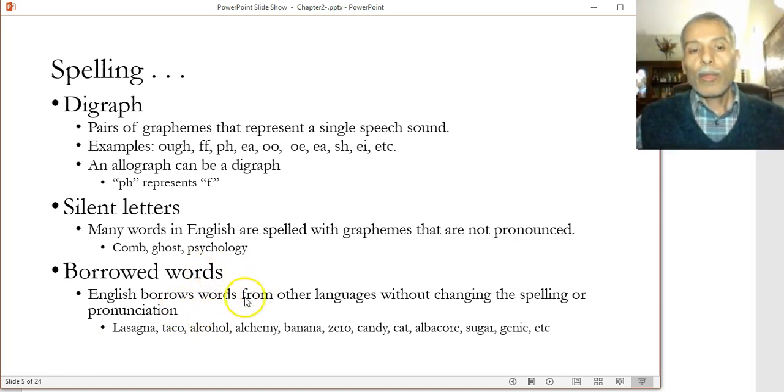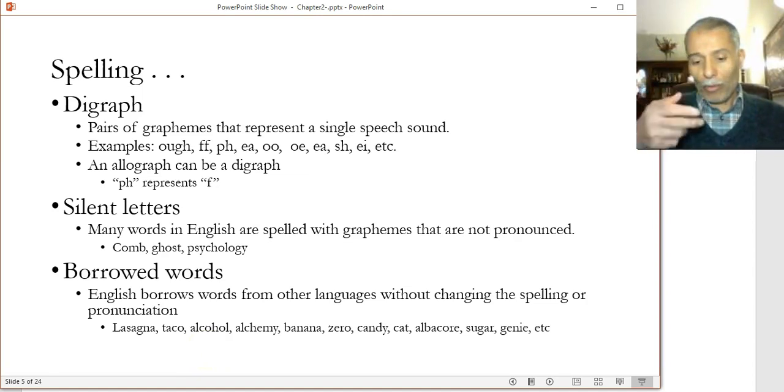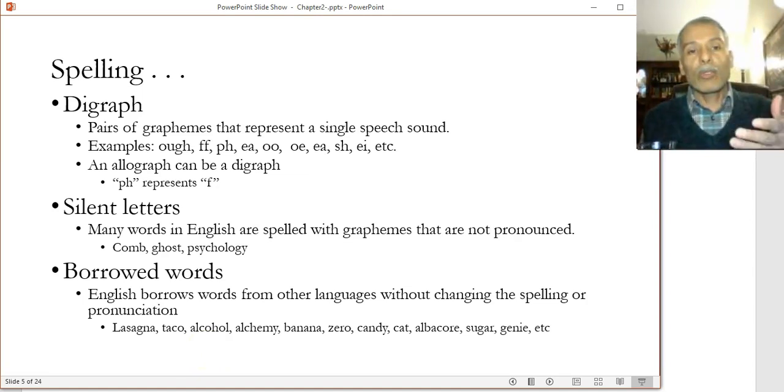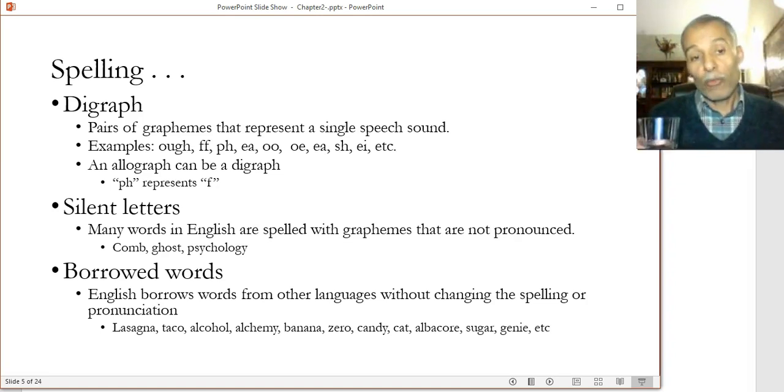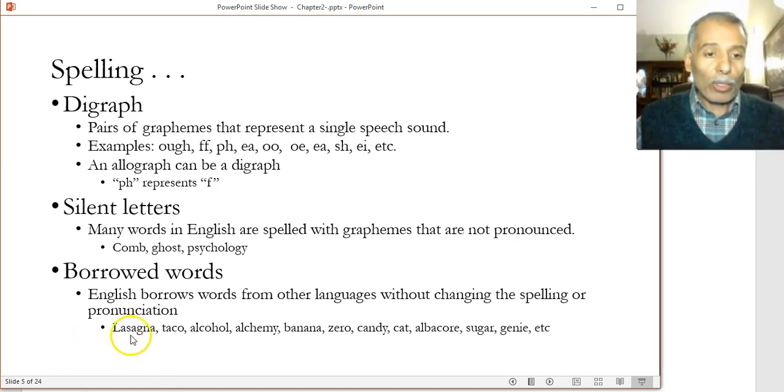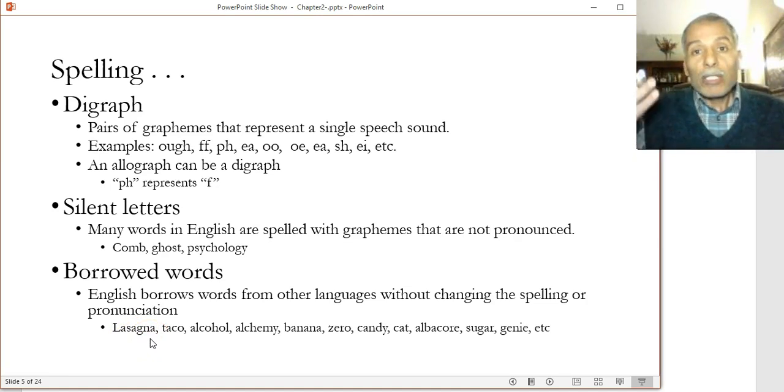So borrowing words from other languages is going to produce its own challenge as well. Some of these words may still be pronounced in a similar way to the foreign language from which they came. For example, look at this word, lasagna. You look at the letters, and they do not say that. Where do you get the ya at the end? Why don't you say the g? That is because it is more similar to the original language it came from. Taco or taco.